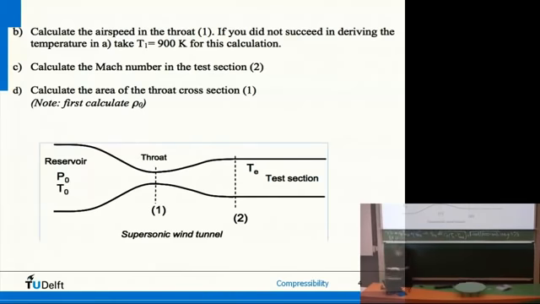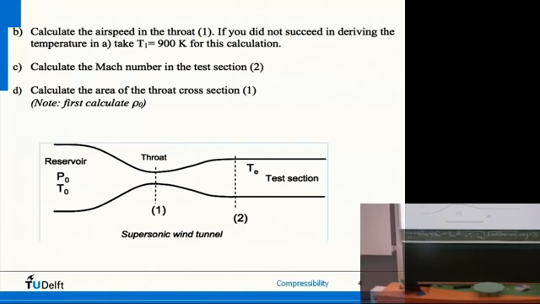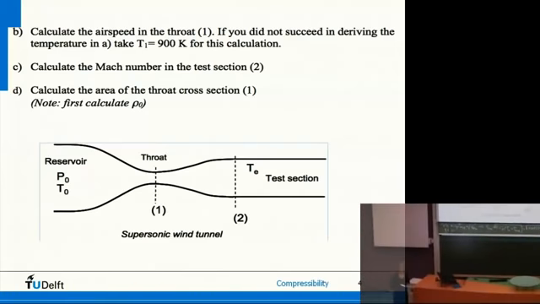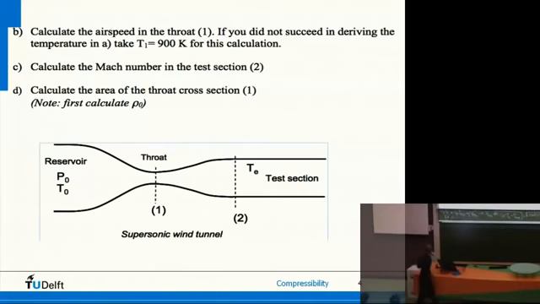The area of the throat of the cross section. Any ideas? Rho AV. We can use that one. And what is it equal to? To rho AV. Mass flow, perfect. So indeed, rho AV is constant. Good point, because this is the only equation we have the area in, so good starting point.